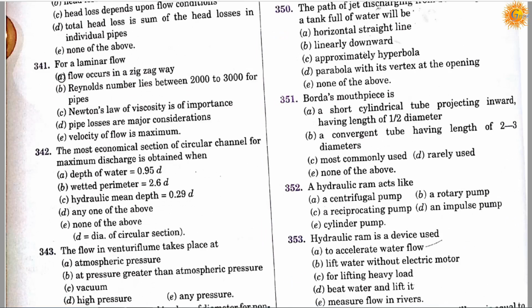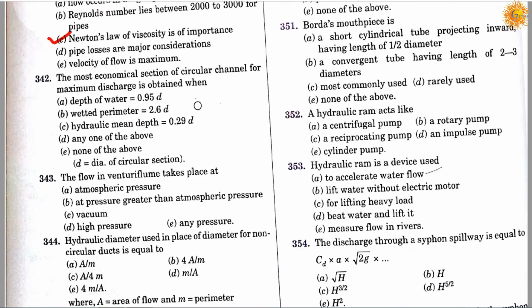Question number 341. For a laminar flow: option A, flow occurs in a zigzag way; option B, Reynolds number lies between 2000 to 3000 for pipes; option C, Newton's law of viscosity is of importance; option D, pipe losses are major considerations; option E, velocity of flow is maximum. So the correct answer is C, Newton's law of viscosity is of importance.